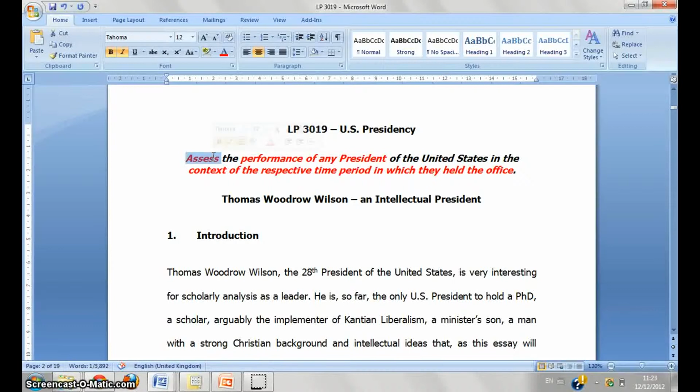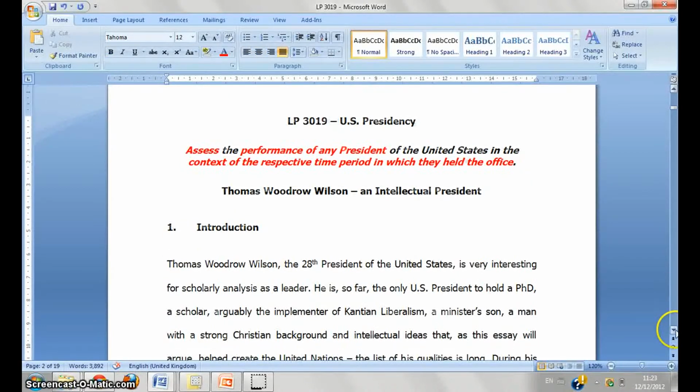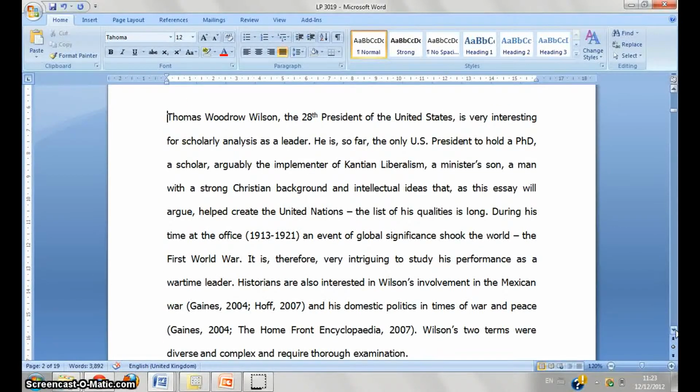And finally, the method is assess. Now, the word assess means, in a sense, evaluate. Is it good? Is it bad? Why good? Why bad? Give arguments, give reasoning. So my introduction, I'm going to read it out to you and point out these bits, the object, the context, and the method, these parts of the assignment.